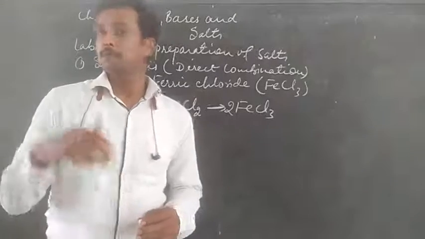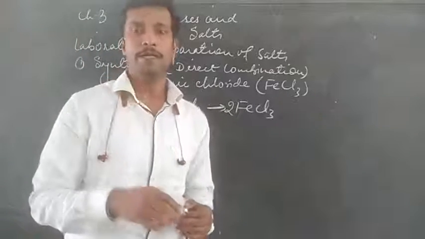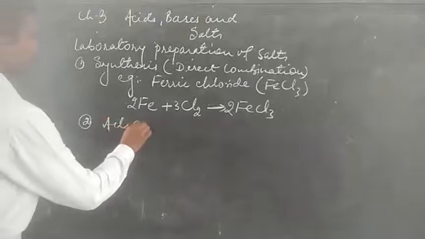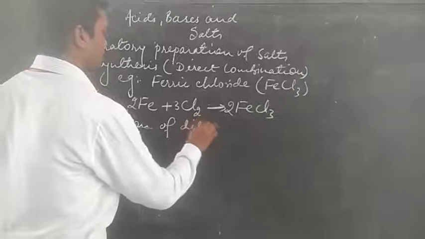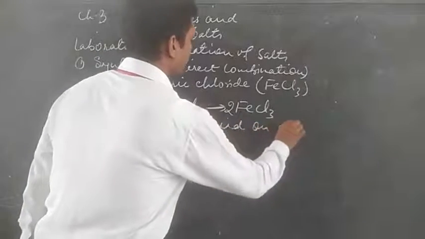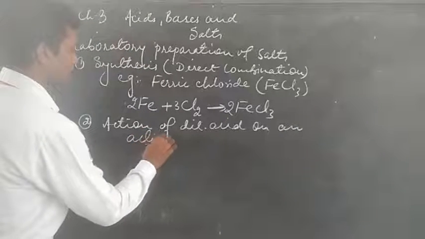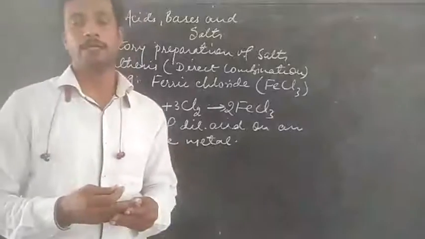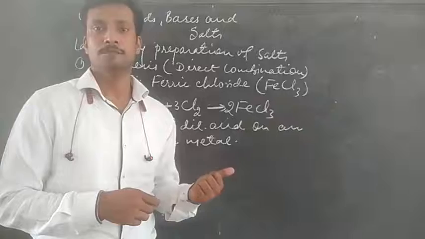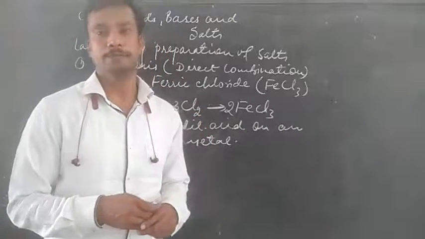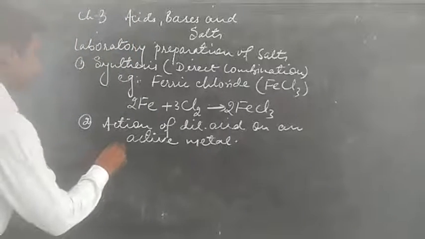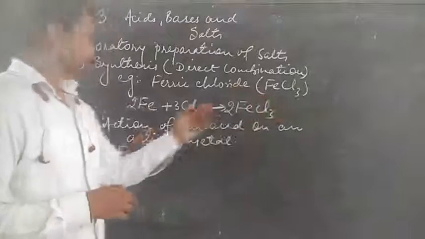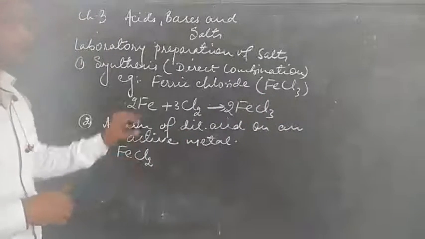Next method will be by the action of dilute acid on an active metal. Let's come to that. Now from the salt itself we can make out whether that salt can be prepared by this method or not. It means to say that the salt must contain one active metal in it. For example, if I take FeCl2, that is ferrous chloride, see the difference. In the first case we had ferric chloride and here we have ferrous chloride. So this will be coming under this method.